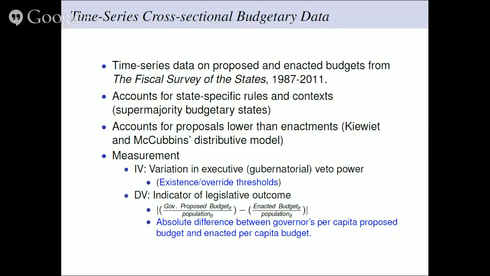One of the other things I need to account for is this idea that budgets are fundamentally different. They do not exist in an ideological space. They exist in a distributive space. This model is proposed by Kiewit and McCubbins.